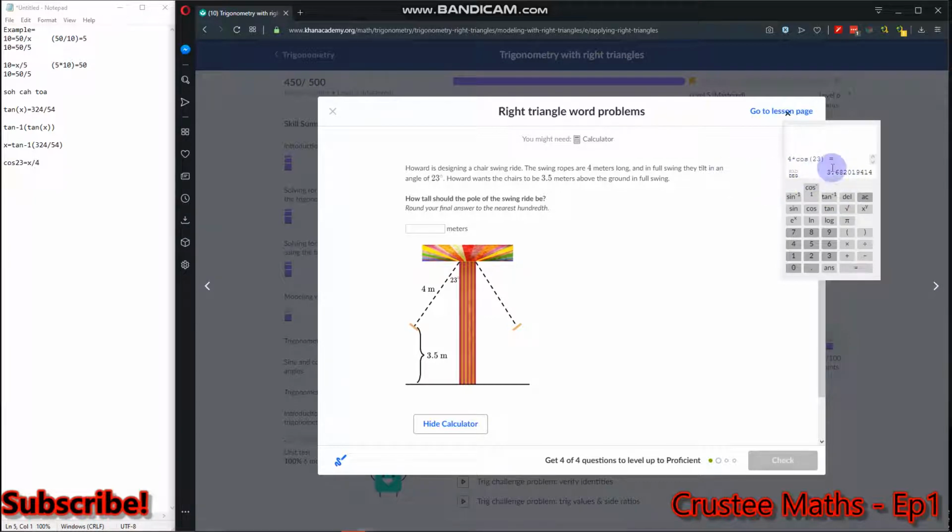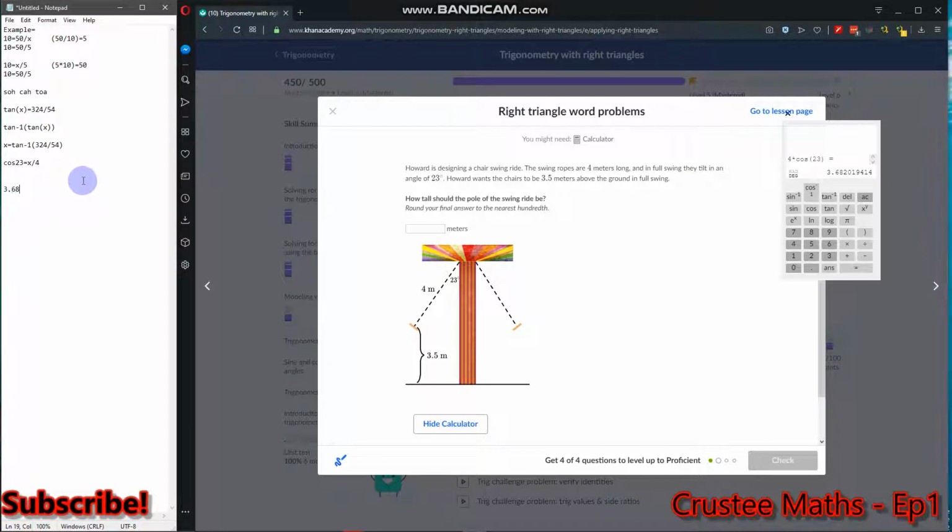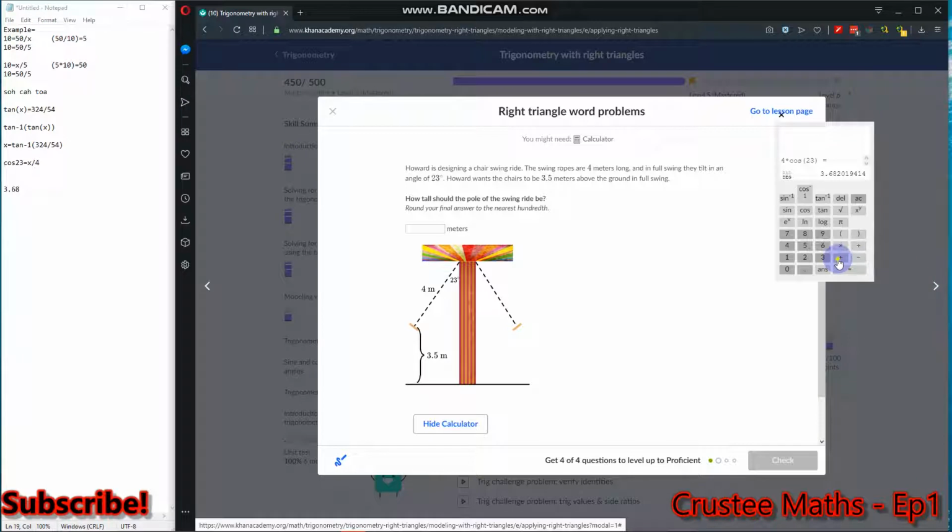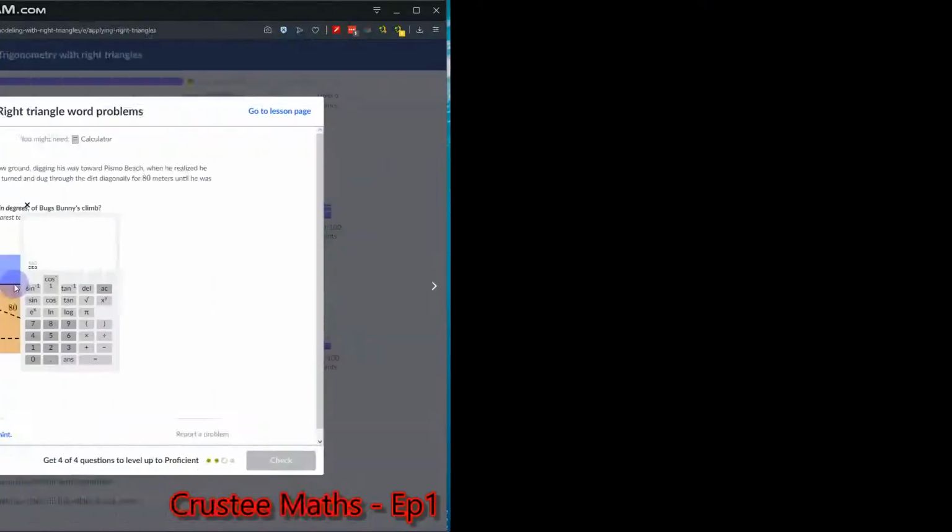But we're not yet done. We'll take the nearest hundredth of it, which is 3.68, and then add another 3.5. So if we add 3.5 to that, we'll get 7.1820, and so on. We want to round to the nearest hundredth, 7.18. Let's see it happen. There it is. Next question.